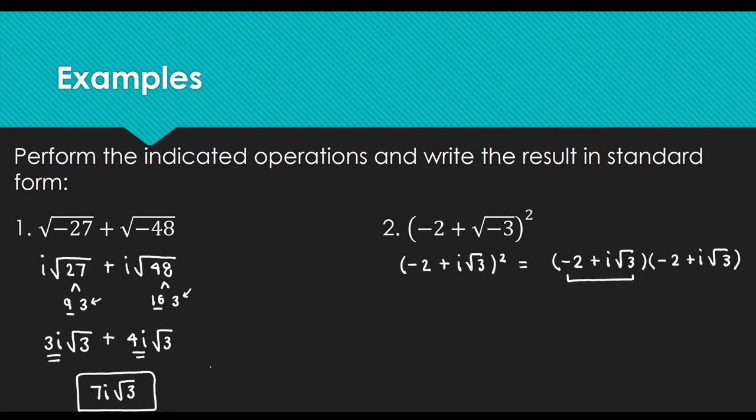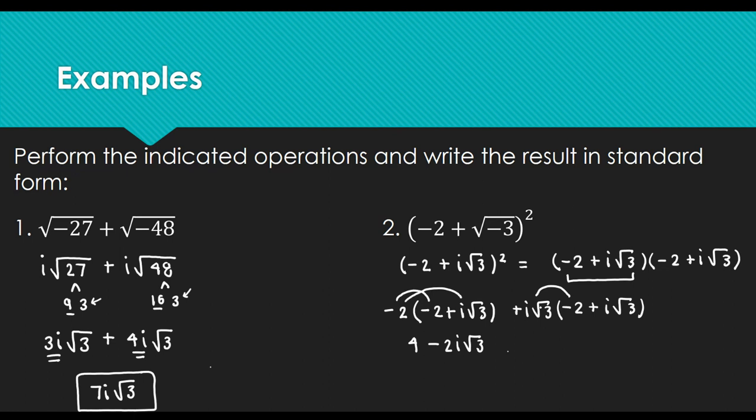So I'm going to break apart this first binomial and distribute it to the second. So we'll have negative 2 times the quantity of negative 2 plus i root 3. And then the second half would be a positive i root 3 getting multiplied by negative 2 plus i root 3. All right, so negative 2 times negative 2 is positive 4. Negative 2 times i root 3 would give us a negative 2i root 3. Distributing again over here, the i times negative 2 is negative 2i, but we keep the radical.